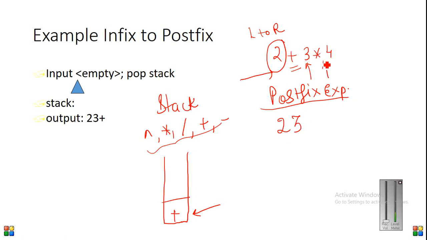Now I come to asterisk. All operators need to go to the stack. Now remember one thing, this is a very golden rule. This is the order of preference, and I will give you a very simple rule. Now your stack top contains plus. The next operator that I come across is asterisk. Now there are two conditions here. This is the highest preference and this is the lowest.